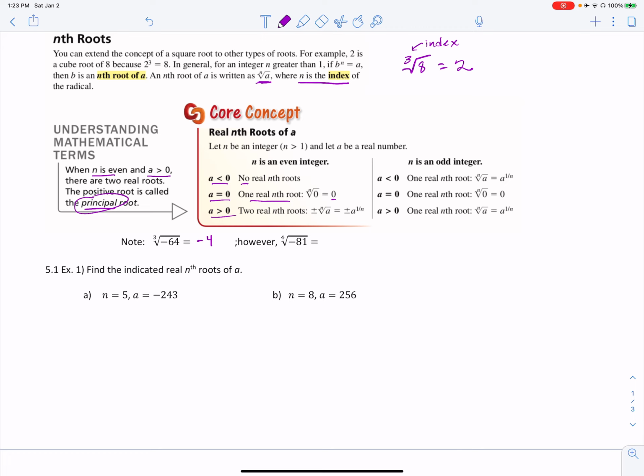It doesn't defy what we said before, because this said if n is an even integer. This is not an even integer, this is odd. The cube root of a negative number is another negative number, so it is doable. It exists. However, notice in the second case, we have an even index. And just as is stated up here, when a is less than 0, there are no real nth roots. So right here, I can't take the fourth root of a negative number under the reals. There is no real answer.